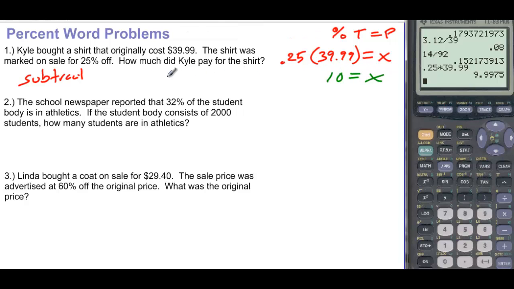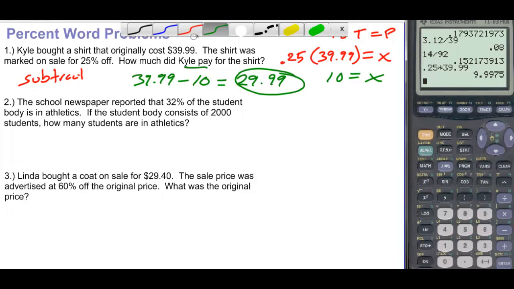So we got to take the $39.99 and subtract the $10 we saved. So really, the answer to the question, how much did he pay for the shirt? Well, it's $29.99. So he saved $10 and paid $29.99. So you got to make sure you answer the question. So we found how much he saved on that problem.